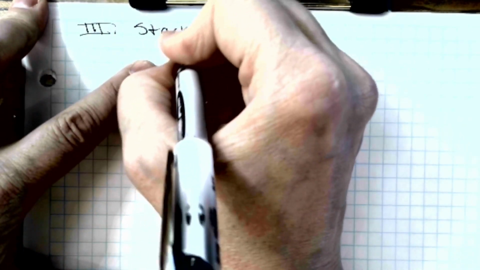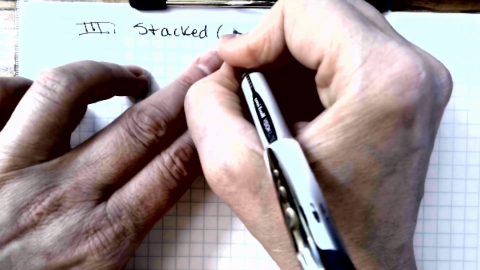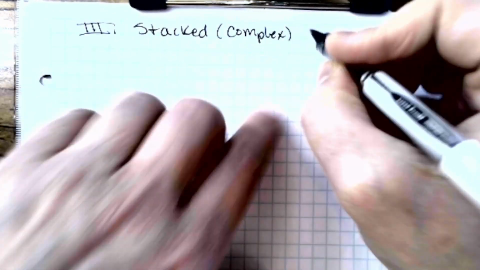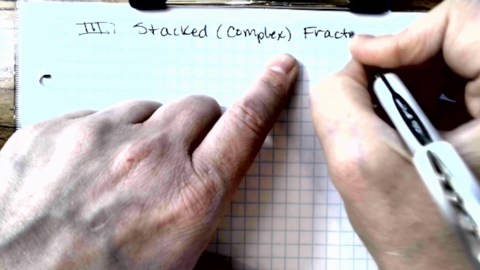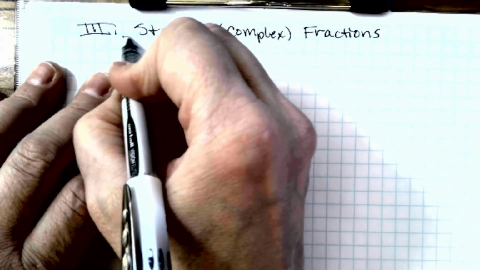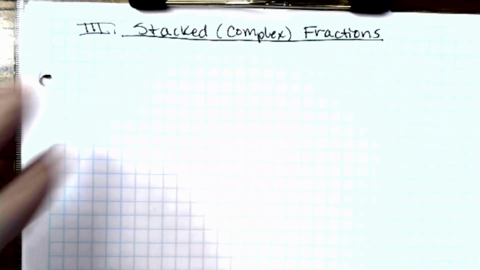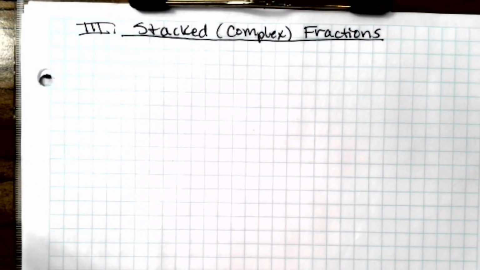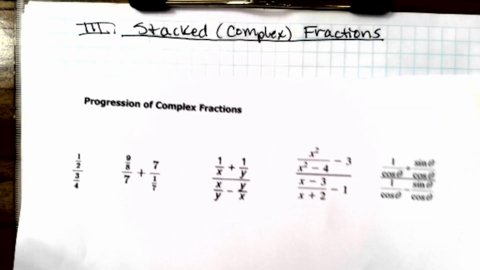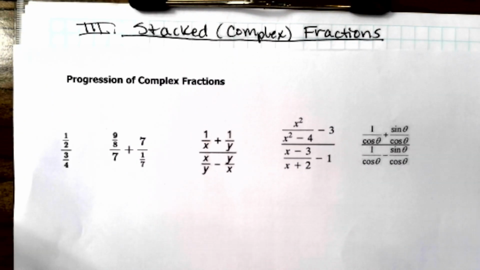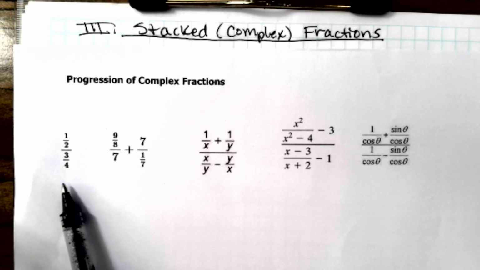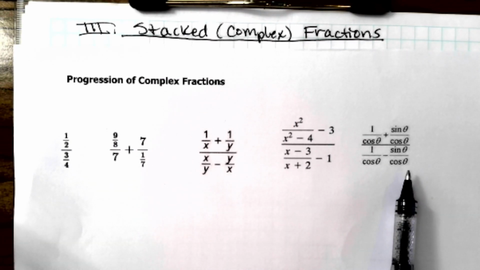All right, so Roman numeral 3. Stacked, or another word is complex fractions. And stacked fractions is one of those skills that we learn in its most basic form now, and then we keep adding on to it. Here's some examples from the SAT test, the one that you need to go to college. Here's the progression of difficulty from where we are to where we're going in later math classes.